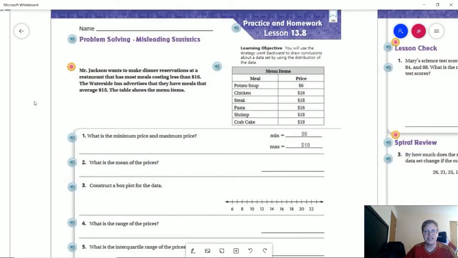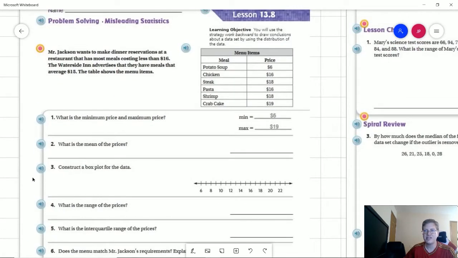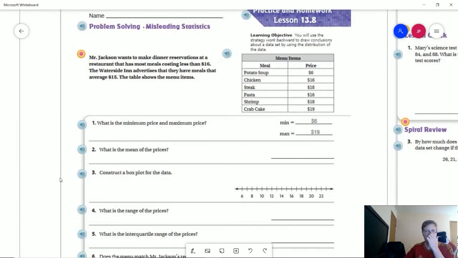All right, so let's take a look at our homework problems for today. We are going to take a look at number 2, number 4, number 6, number 1 and 2 on the back for my Risen Christ students.